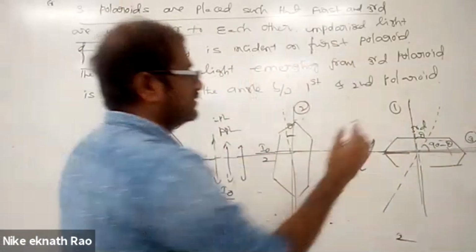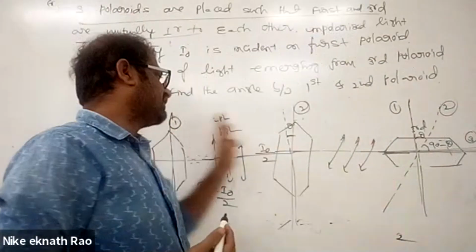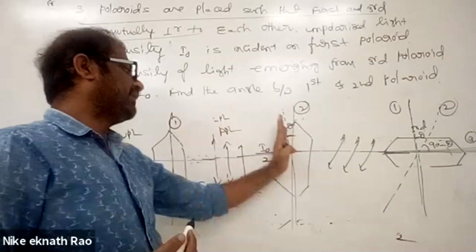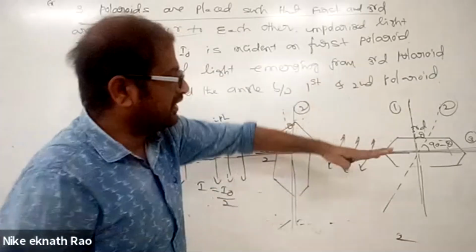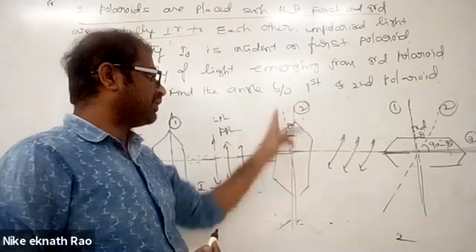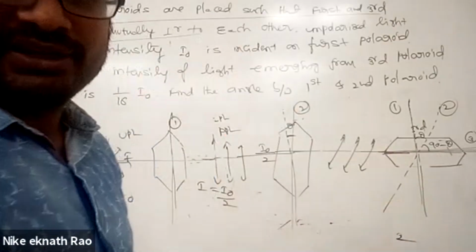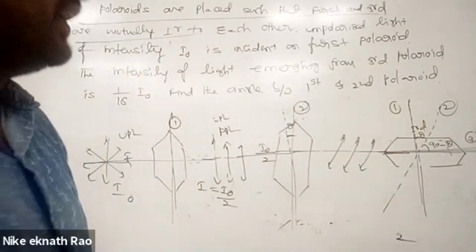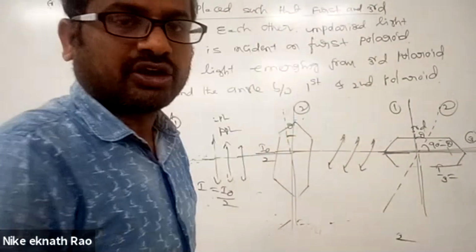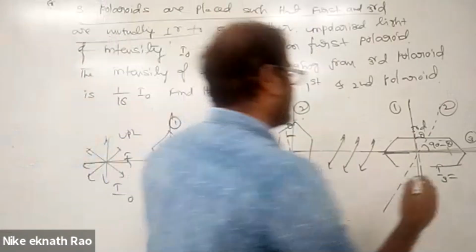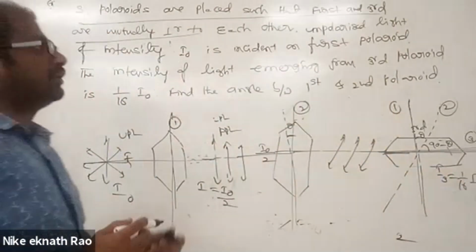When the angle between first and second is theta, and first and third are perpendicular, the angle made with the third one is 90 minus theta. The intensity of light after passing through the third polaroid is 1/16th of the incident light I naught. Now find the angle between the polaroids.